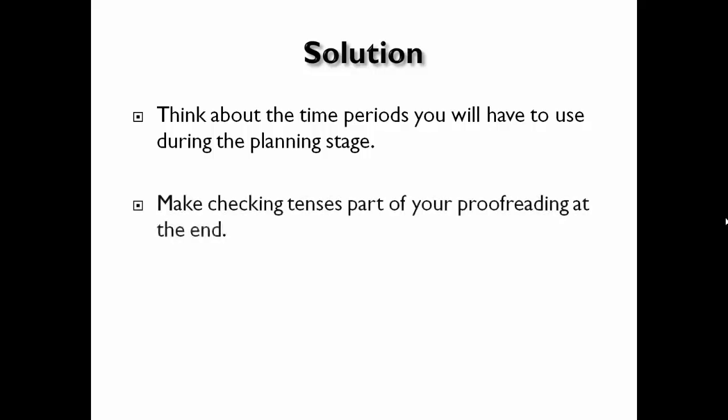And also make checking tenses part of your proofreading at the end. So during the planning stage, note down which tense you're using, and then during the proofreading at the end, when you've finished and you're checking everything, just make sure that the verbs are the keywords that will show that you've used the tenses correctly. Just check those verbs to make sure that everything is in the correct tense.